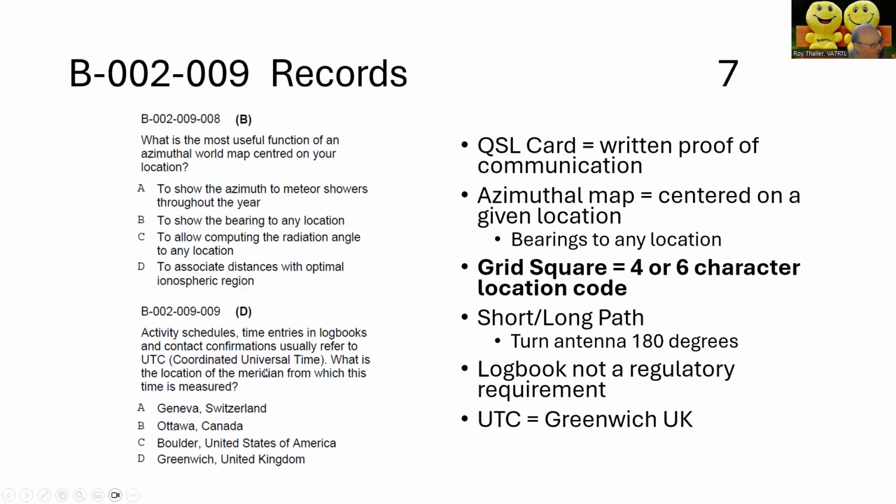Activity schedules, time entries in logbooks, and contact confirmations usually refer to UTC, Coordinated Universal Time, which is the location of the meridian from which this time is measured. So that time comes from Greenwich in the UK.